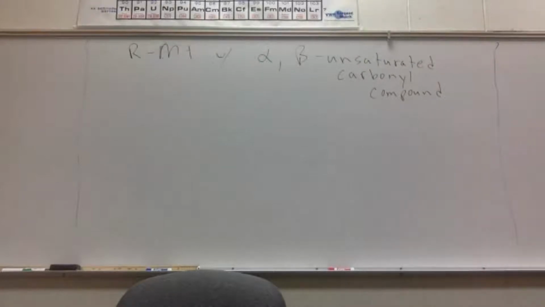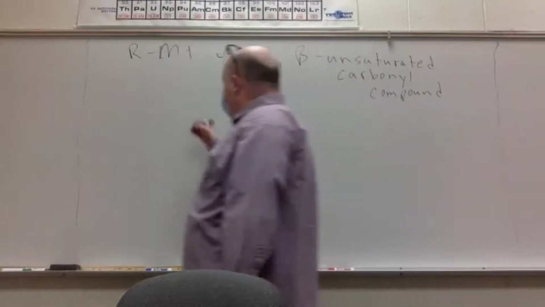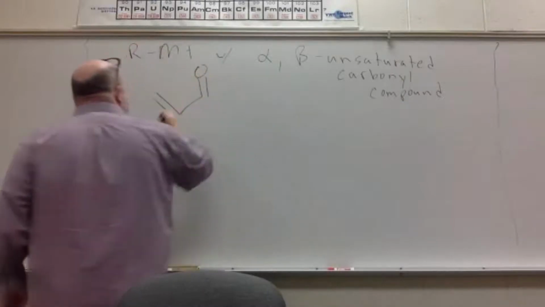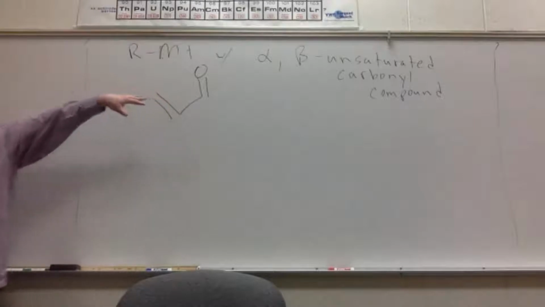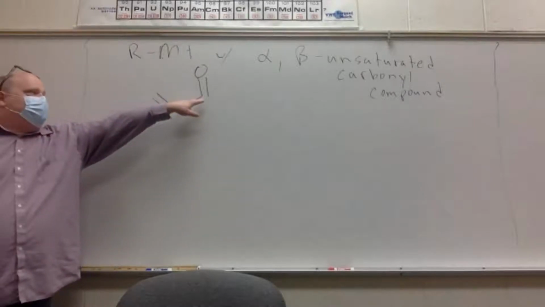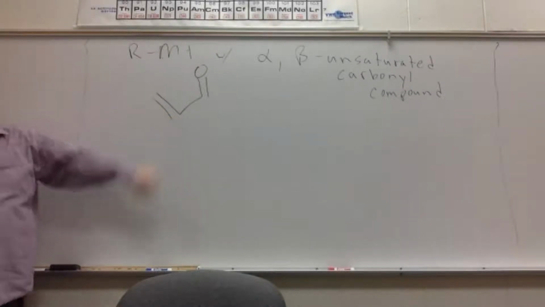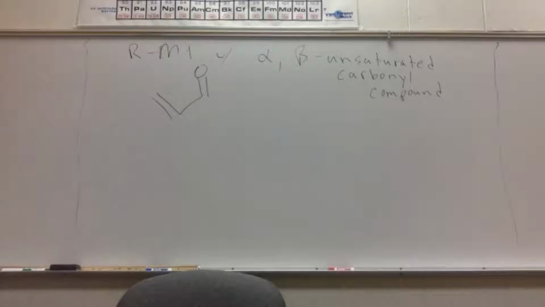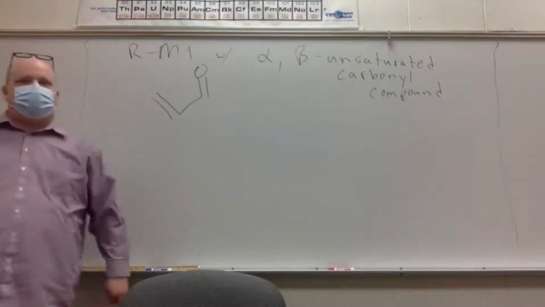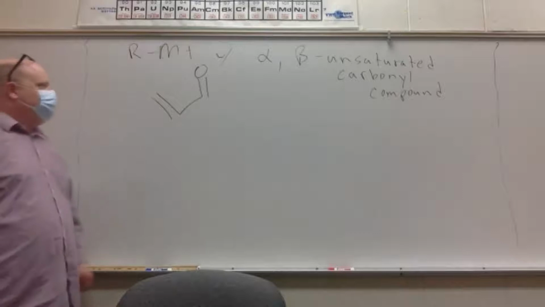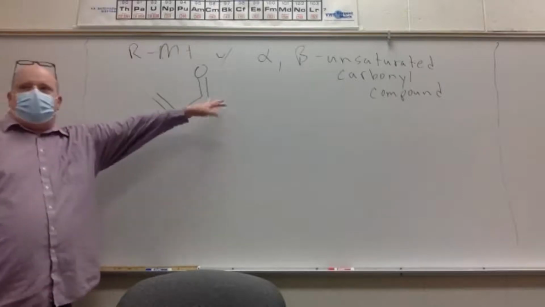Alpha beta unsaturated carbonyl compound. Sounds kind of fancy schmancy. In reality, it's something that's just going to contain this group. You're going to have a carbonyl group, and then directly adjacent to that carbonyl group, you're going to have an alkene. Sometimes called an acrylic group, too. You may have heard the term acrylic before.